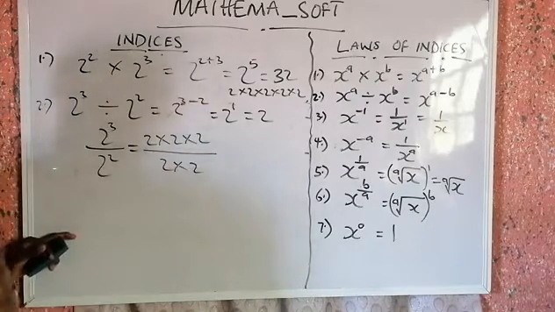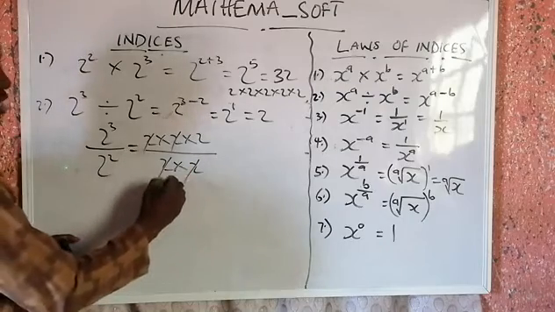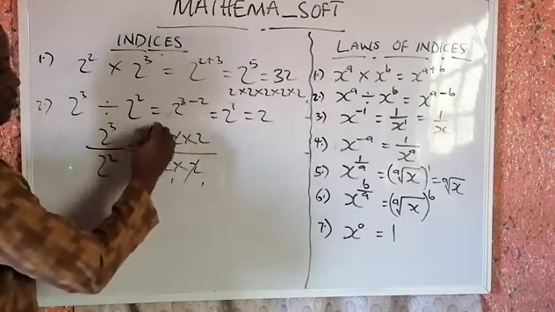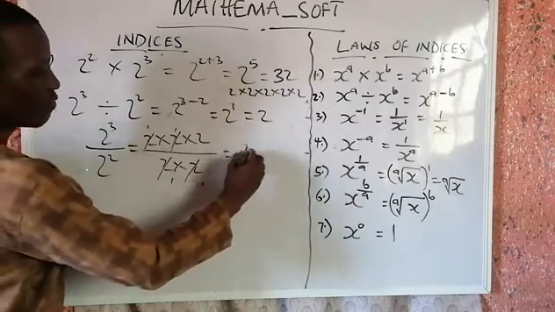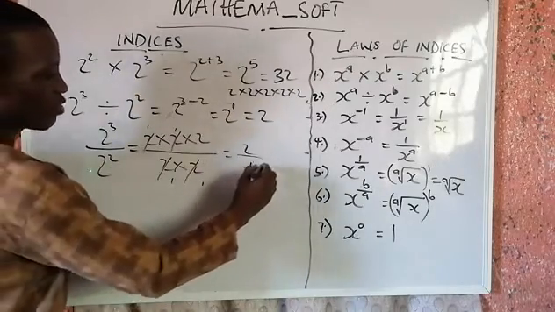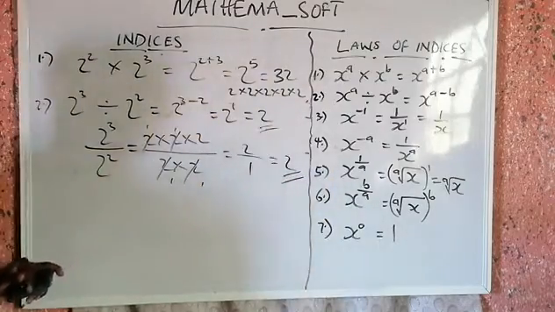2 times 2 in two places. 2 cancels out 2, 2 cancels out 2. The rest I have here is 1, 1. This is 1, 1. And then I'll say 1 times 2 will give me 2. 1 times 1 will give me 1. 2 divided by 1 will give me 2. You can see we arrive at the same answer.